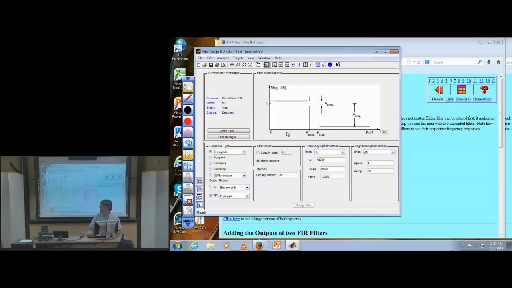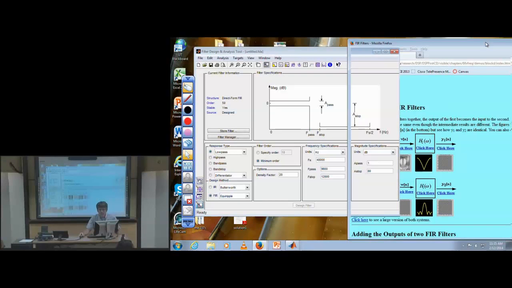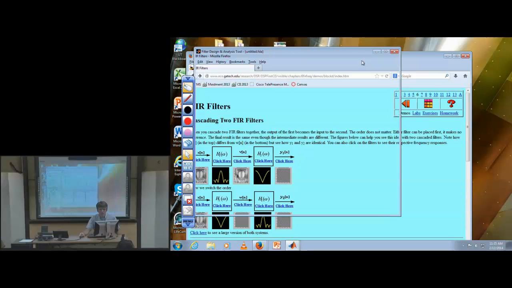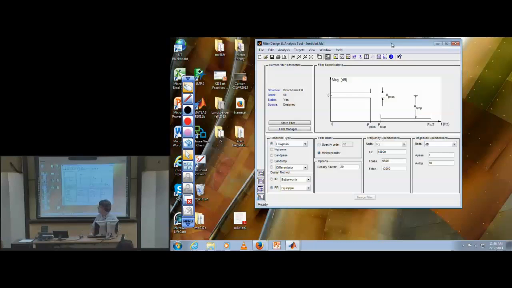Here's the FDA tool in MATLAB. So I asked you to design a low-pass filter, and here is what I just showed you on the slide, right? This is the target, this is the pass band, this is the stop band, here's the stop band attenuation, and here's the pass band, I say variability, if you will. The ripple is actually twice, double the ripple gives you that range.